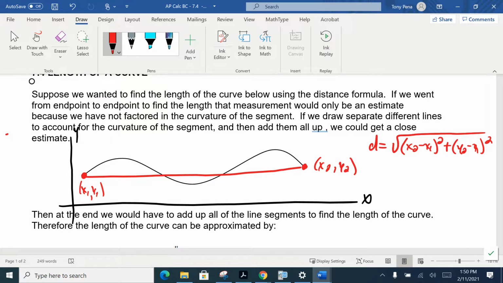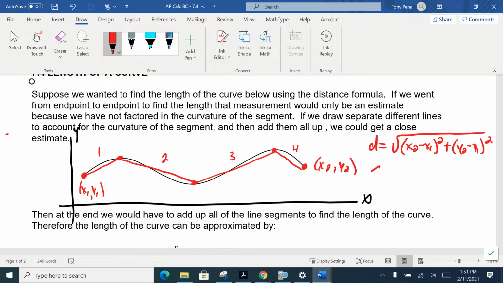Well, if that's an approximation, what we could then do to make it a little more accurate, instead of that one, let's just say I use some more points. So let me put some points right here. And let's say I draw a line segment connecting those two, those two, those two, and then those two. So now I have 1, 2, 3, 4 line segments.